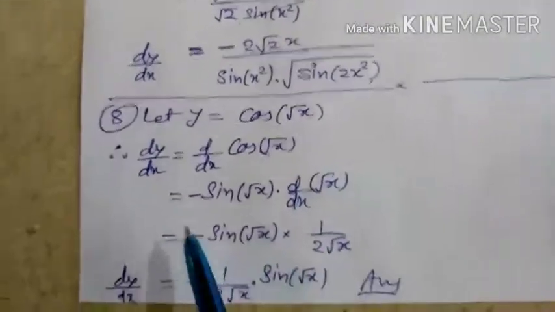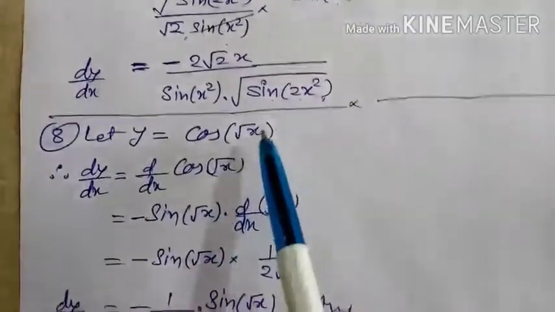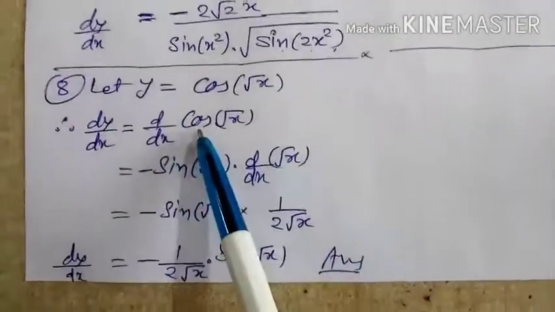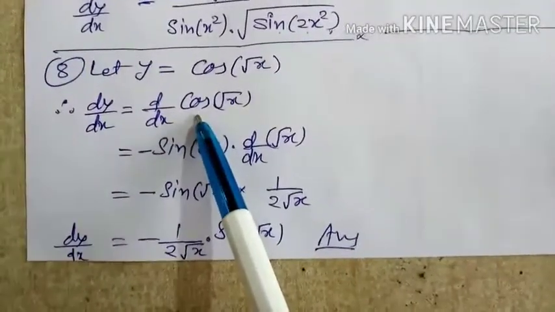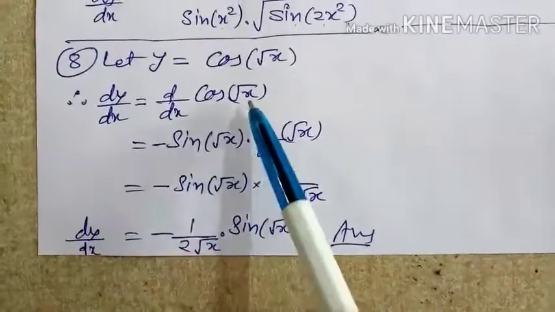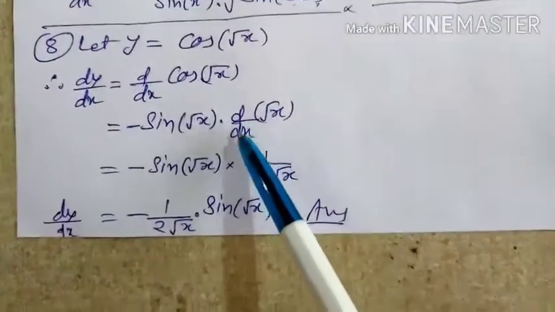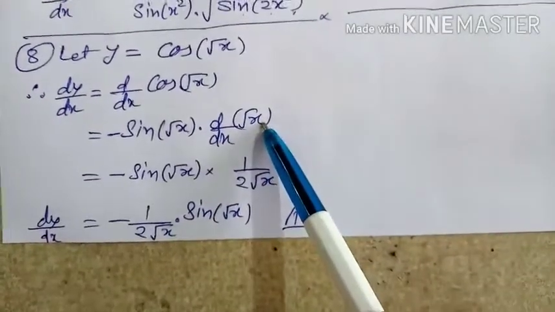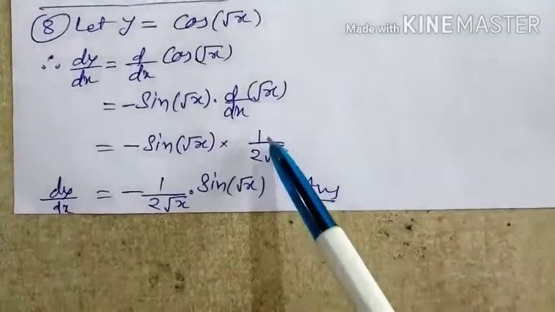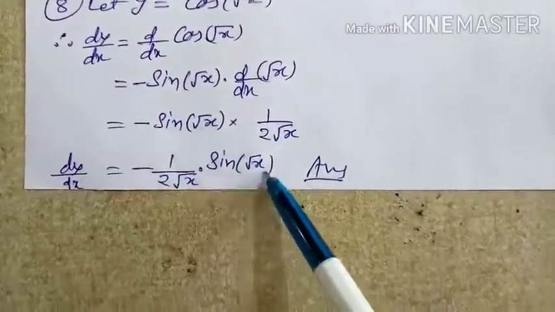And this is the last question, question number 8. Y is equal to cos of under root x. So it is a very simple question. There are only two functions. First differentiate cos x, and after that under root x. So differential of cos is minus sin x, so in place of x here we write under root x, into, by chain rule, d by dx of under root x, and differential of under root x is 1 by 2 under root x. This is our answer. So write 1 by 2 under root x first, and after that write sin under root x. This is our answer.